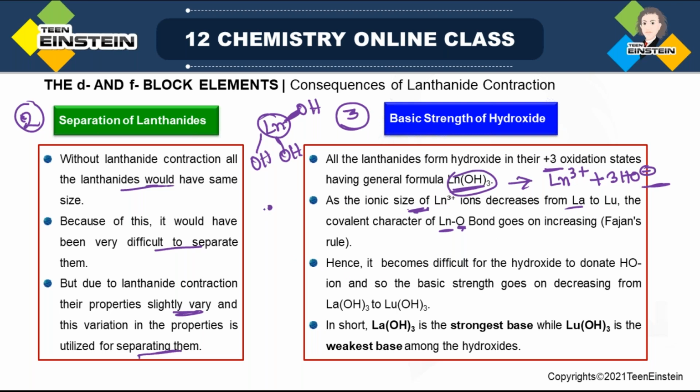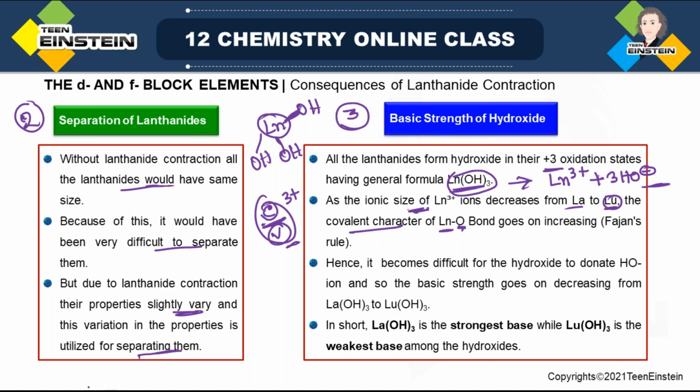Now charge density means charge divided by volume. When size is different, volume will also change. When you move from La to Lu, the size for Lu is very small, so the volume is also very small, but the charge is always 3+. That means the denominator is decreasing, so this ratio will be very high. As you move from La to Lu, charge density increases, and as a result covalent character also increases. This is according to Fajan's rule: when the charge density of the metal cation increases, covalent character increases.